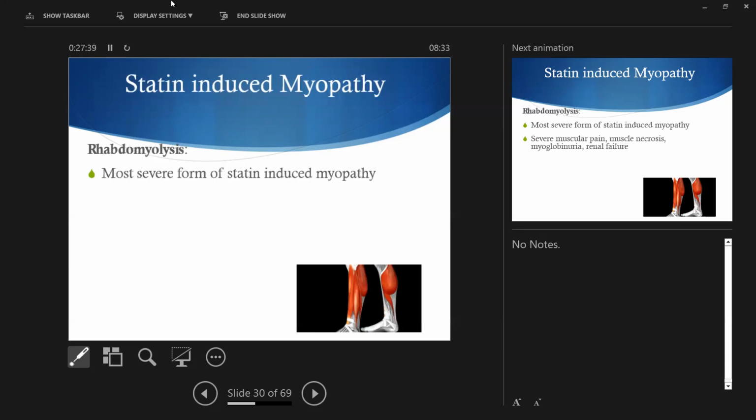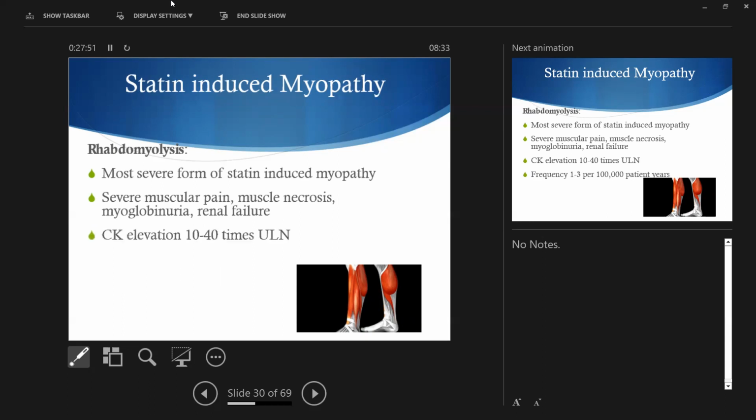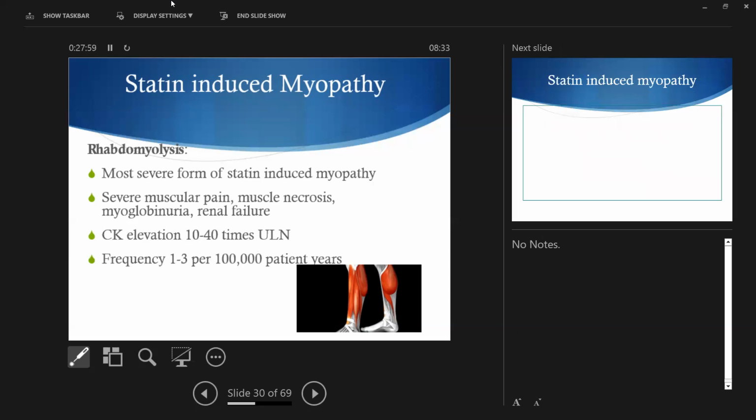The most severe form of statin-induced myopathy is called rhabdomyolysis. It presents with severe muscle pain, muscle necrosis, myoglobinuria, and renal failure. And if you check creatine kinase, it may show an elevation of 10 to 40 times the upper limit of normal. But the frequency of this condition is very, very low. It is around 1 to 3 per 100,000 patient years. So it's very low, and one need not worry about this condition too much when you prescribe statin. The only thing is that you should be aware of this condition.